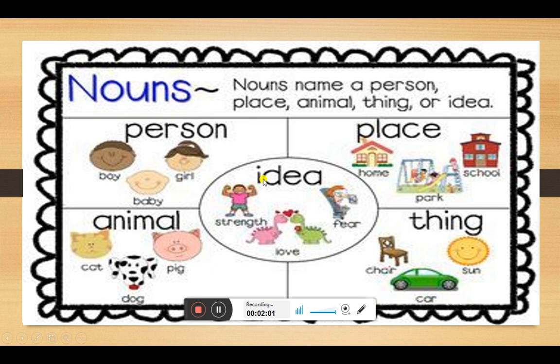So, let me say it one more time. Today we're talking about nouns or naming words. Naming words are nouns that name a person, a place, an animal, a thing, or an idea.